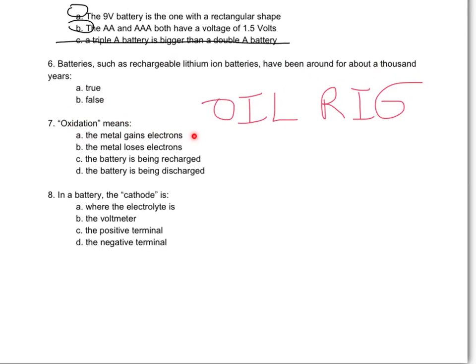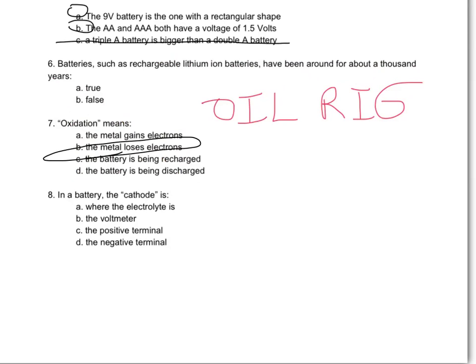Let's see. The metal gains electron, the metal loses electrons. Battery is being recharged, battery is being discharged. So, oxidation means the metal is losing electrons.